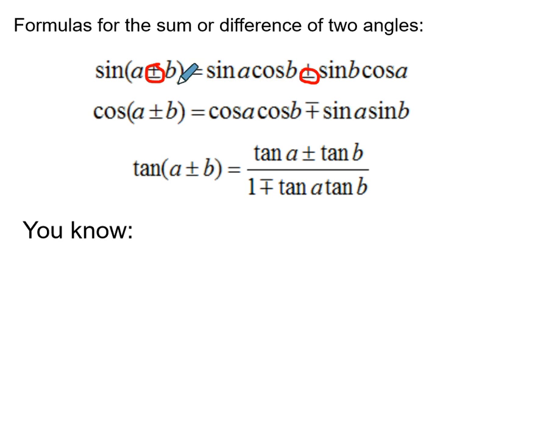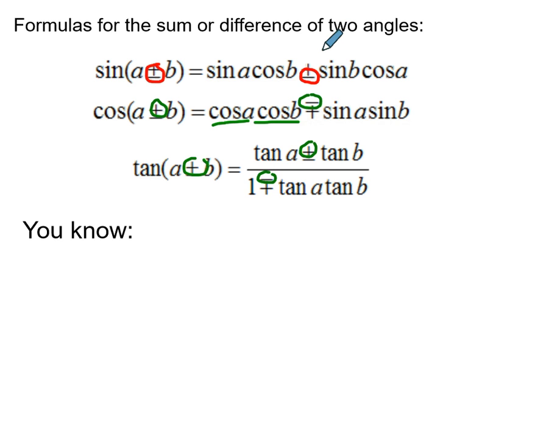Now, with cosine, you have to be careful because if you're doing an addition here, there is a subtraction on this side. For cosine, it's cosine A cosine B minus sine A sine B. And for tangent, it's a little bit more complex. There's a division, there's a plus up here, and we divide by a minus. So these formulas, you should write them down and you're going to be able to use them.